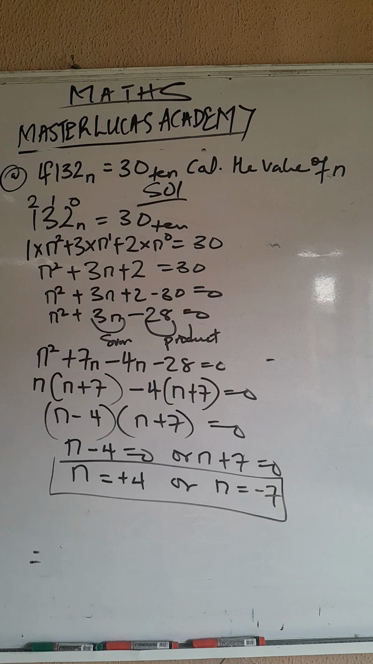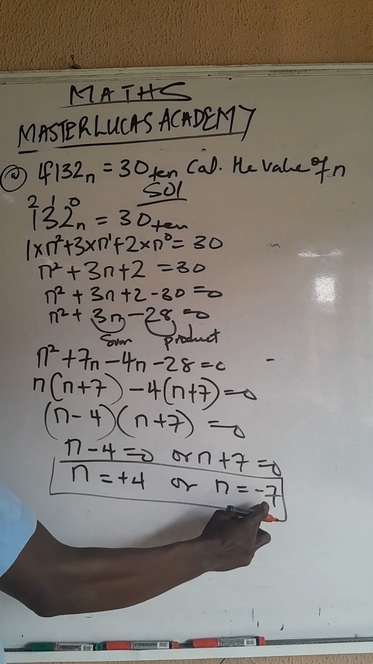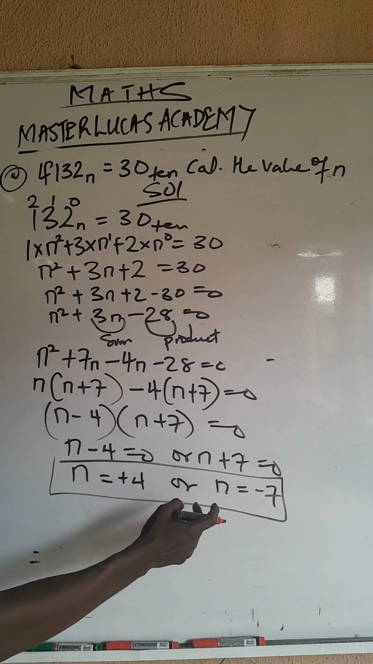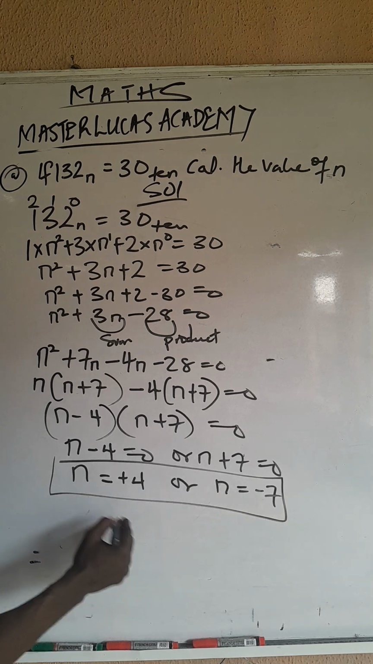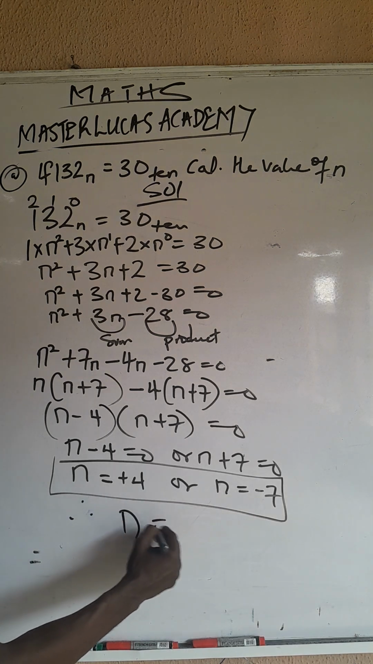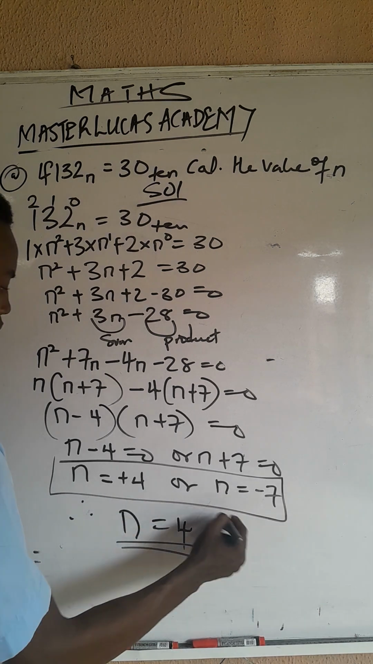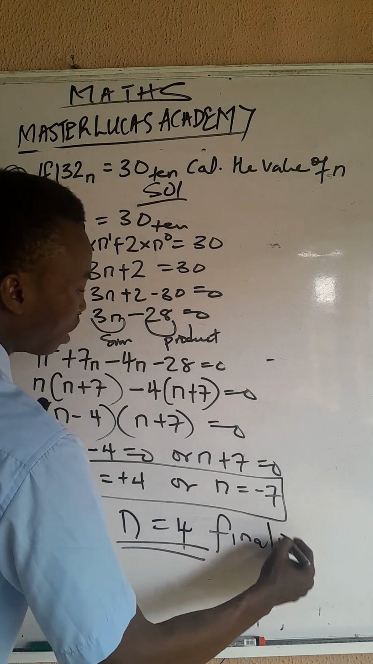Now, as a matter of fact, since the value of this one is negative, n cannot be negative. So finally, we are going to have n equals 4 as our final answer.